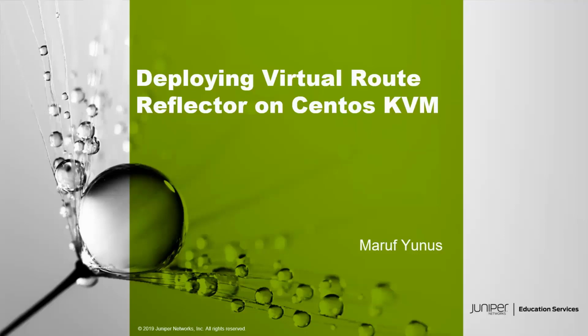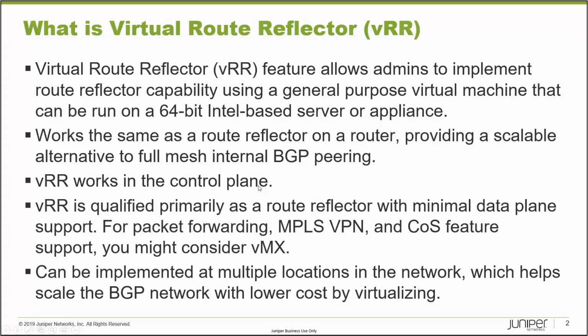In this Learning Byte, I'll be showing you how to deploy a virtual route reflector on a CentOS KVM instance using Virtual Machine Manager. So before I show you how to deploy it, let's talk about the virtual route reflector. Basically, VRR allows administrators to implement a route reflector capability using a general purpose virtual machine that can be run on a regular 64-bit Intel-based server or appliance. It works the same as a route reflector on a router, for example, a physical MX router, but it provides a scalable alternative to full mesh internal BGP peering functionality.